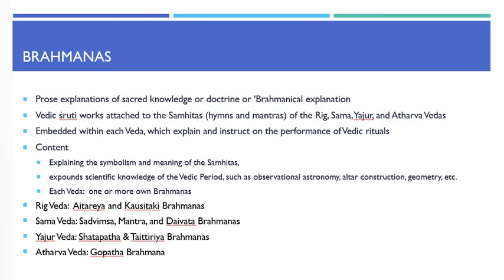Each Veda has one or more of its own Brahmanas. For instance, the Rig Veda has Aitareya and Kaushitaki Brahmanas. The Samaveda has Sadvimsha, Mantra and Daivata Brahmanas. Yajur Veda has Shatapatha and Taittiriya Brahmanas, and Atharva Veda has Gopatha Brahmana. The better way to easily memorize this is to start from the bottom. Atharva Veda has Gopatha Brahmana, Yajur Veda has Shatapatha and Taittiriya Brahmana, and so on.